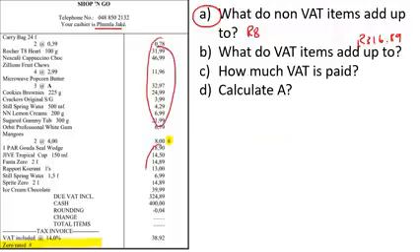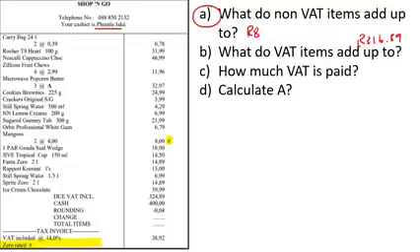If you wanted to do that question in a different way, you could have added up all of these numbers and then all of these numbers, and then you'd add up all the numbers except for this one, because they said, what do the VAT items add up to? But what I just did is I just took the total minus 8 Rand.